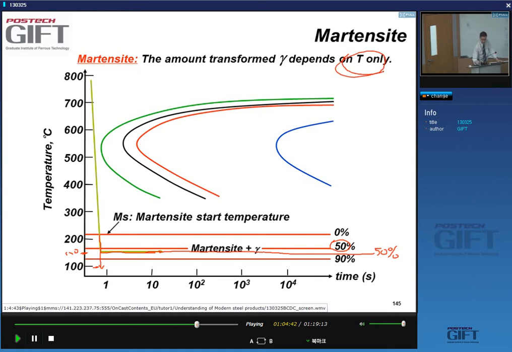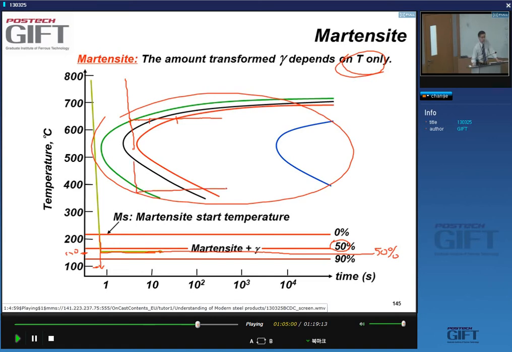So that is when we say it's an athermal transformation, okay? Depends on temperature only. You see here, this transformation here, it depends on the time, yes? I transform more, but it also depends on the temperature, right? If I do it at this temperature, I will get different amounts of transformation, okay?